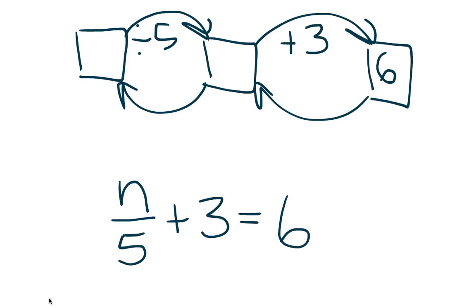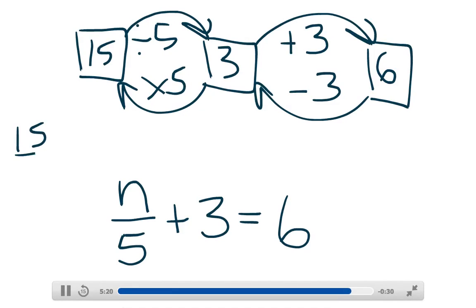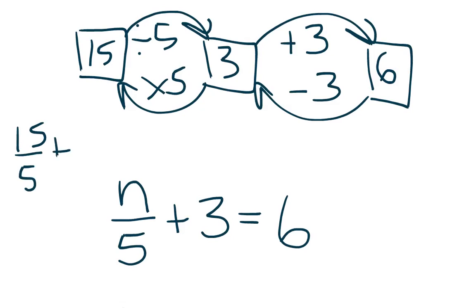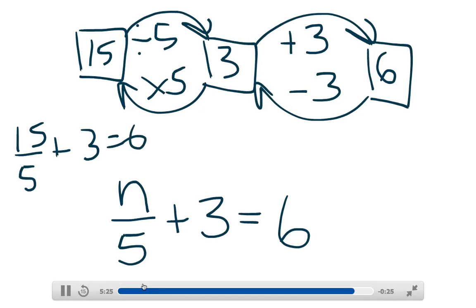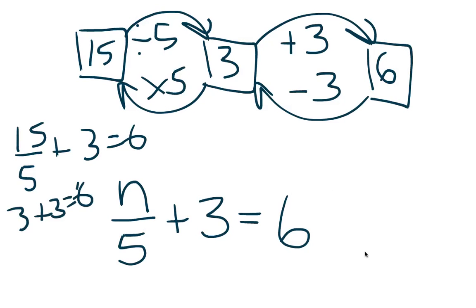So 6 minus 3 is 3. And 3 multiplied by 5 gives us an answer of 15. So we can check that by doing 15 divided by 5 plus 3 to see if that's equal to 6, and it is. So n was equal to 15 in this case.